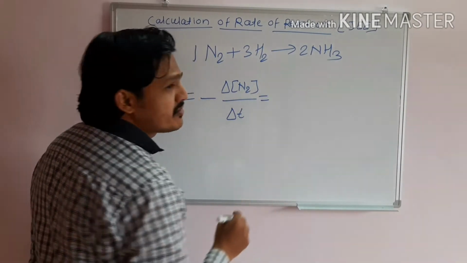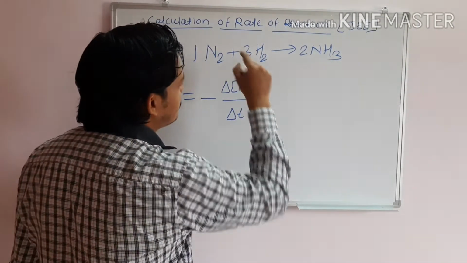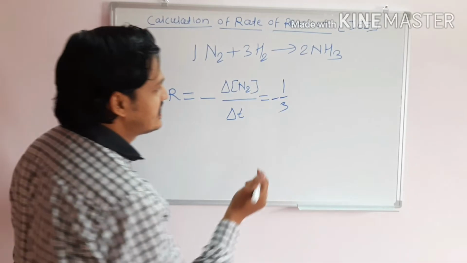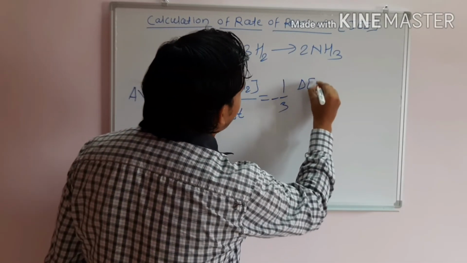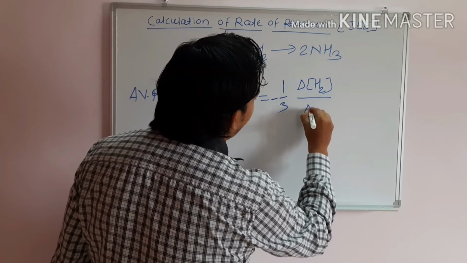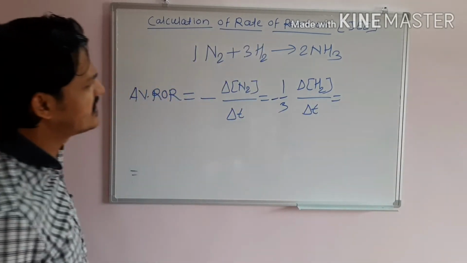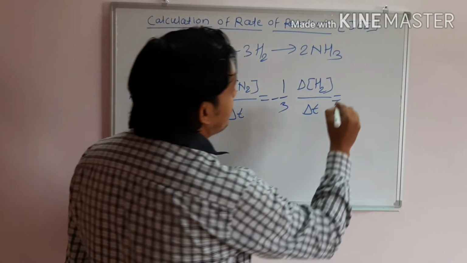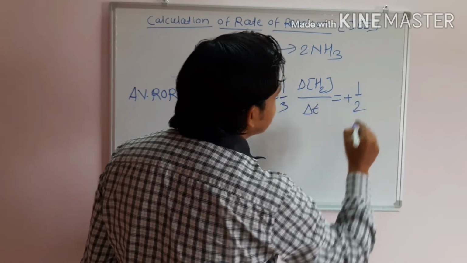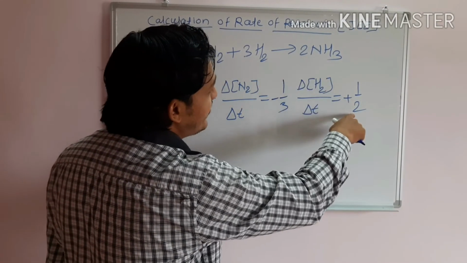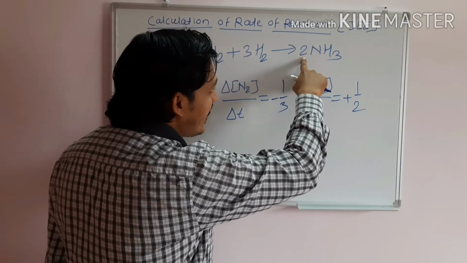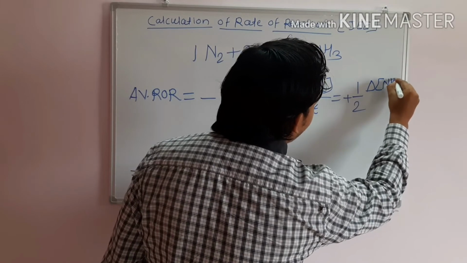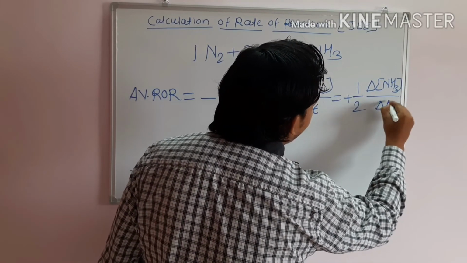So जो स्टोइचियोमेट्रिक कोएफिशिएंट आहे त्याला डिवाइड करायचं. याचा स्टोइचियोमेट्रिक कोएफिशिएंट 3 म्हणजे -1/3. मायनस साइन बिकॉज रिएक्टंटला निगेटिव्ह चिन्ह द्यायचं. -1/3 delta in bracket H2 divided by delta T is equal to, the stoichiometric coefficient of ammonia is 2. The positive sign must be added to the product side. +1/2, a rule बनवला आहे. +1/2 del in bracket NH3 divided by del T.